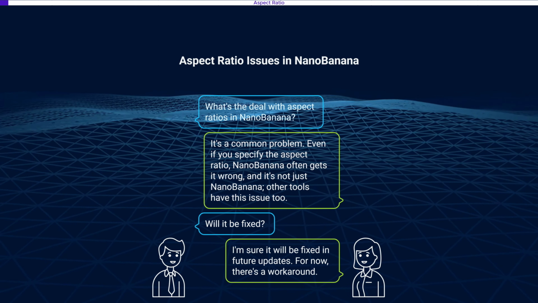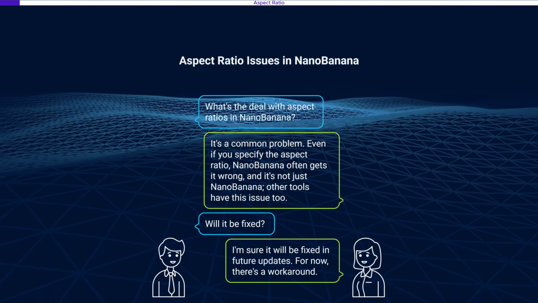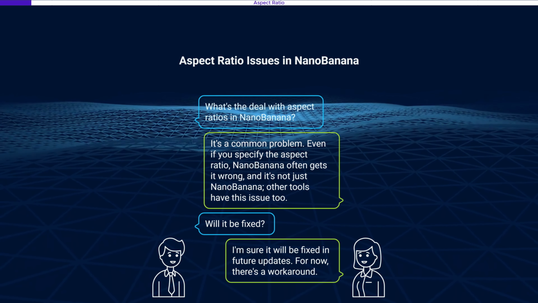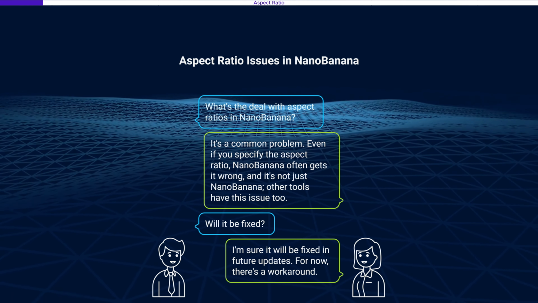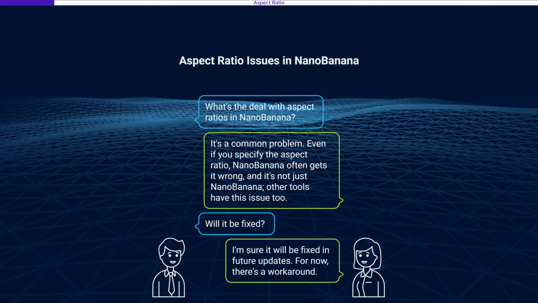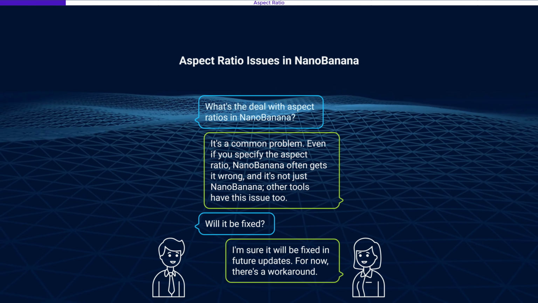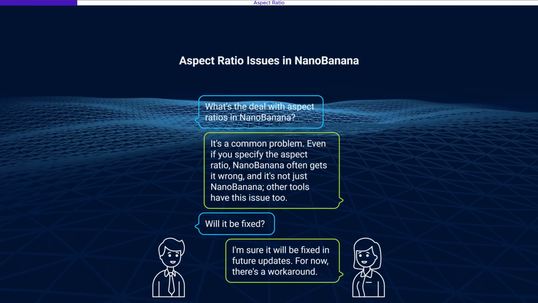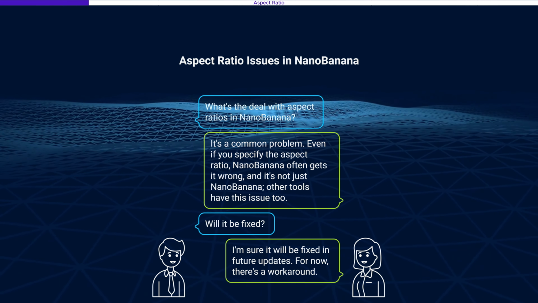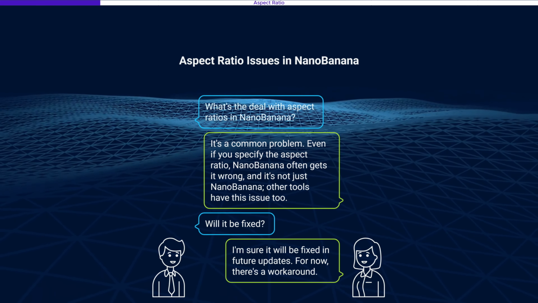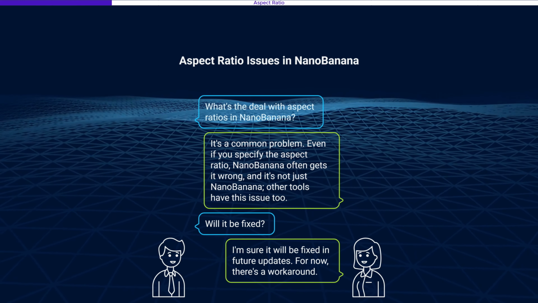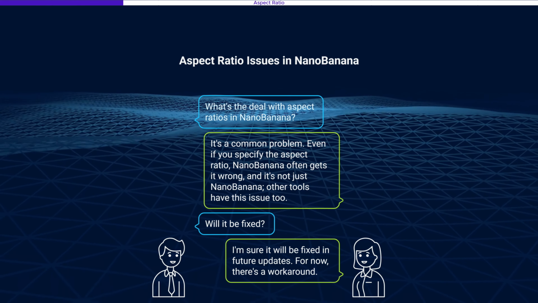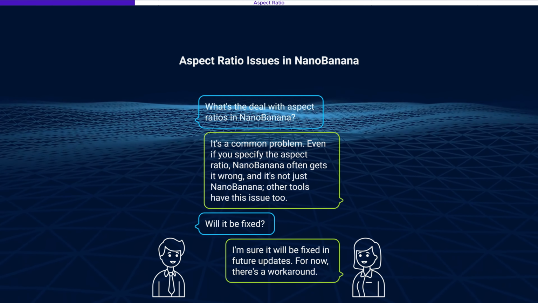Aspect ratio. This is one of the peskiest problems in Nano Banana. Even if you type the aspect ratio directly in your prompt, Nano Banana usually gets it wrong. And it's not just within Gemini. Even some paid tools like FreePic, which lets you select the aspect ratio for Nano Banana, don't generate the correct aspect ratio consistently. Now I'm sure this will get fixed in future updates.